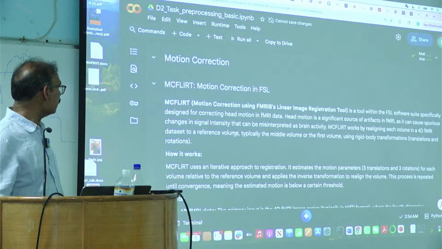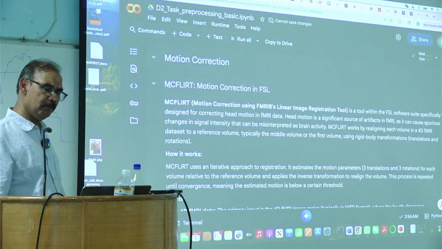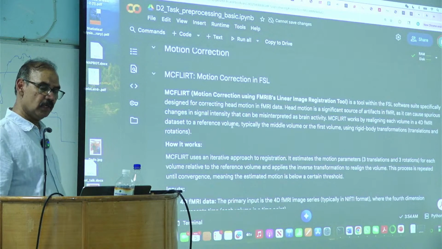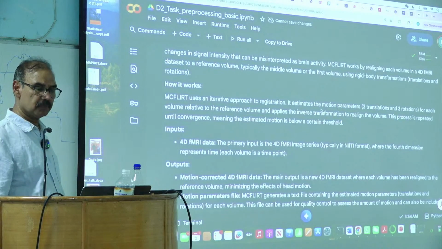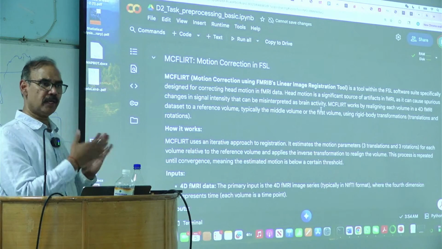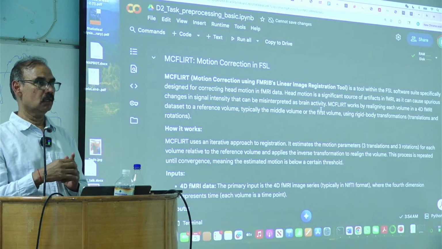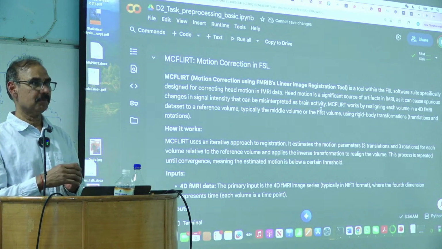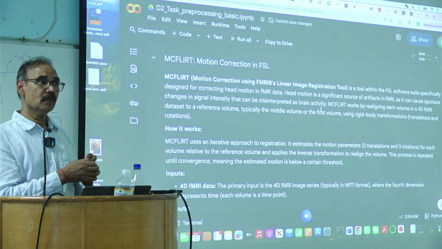Right, so then is the motion correction parameter. In FSL, it's called McFlirt, motion correction using linear image registration tool, right? And so does anyone know how motion correction works? Yeah, you use DTI, right? You don't use motion.